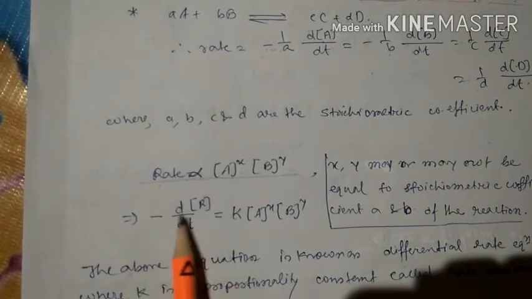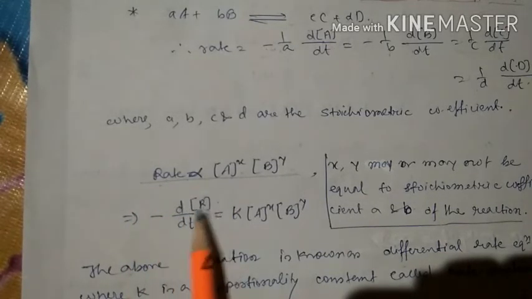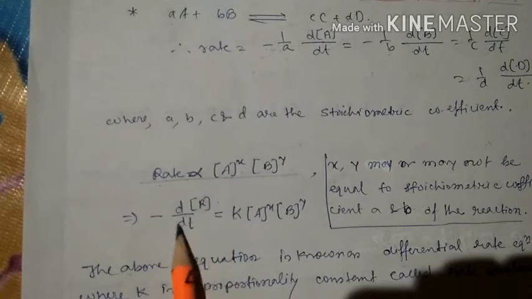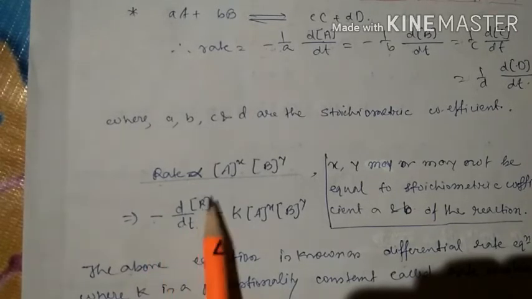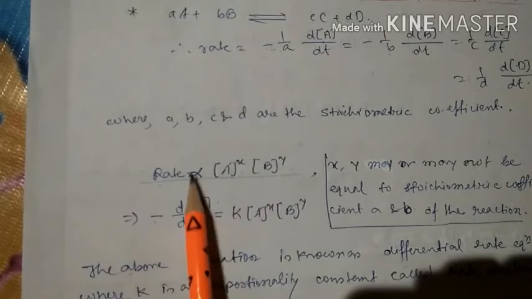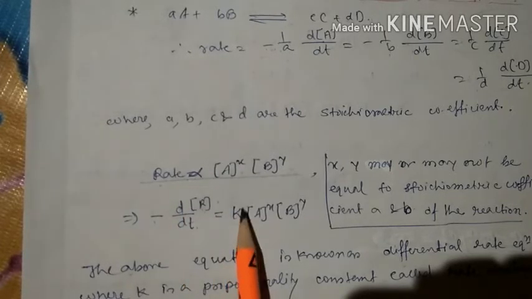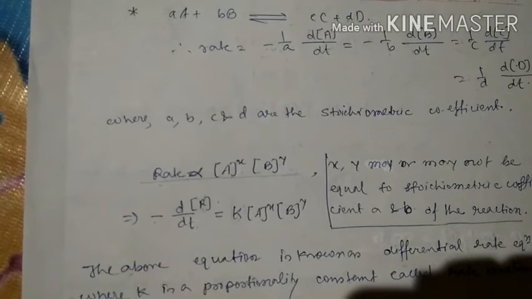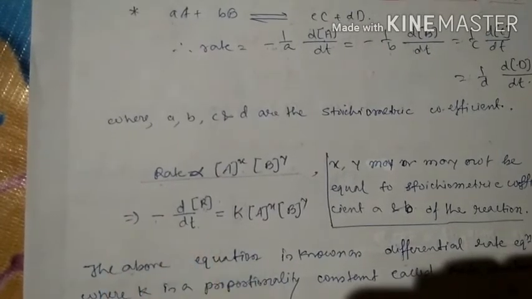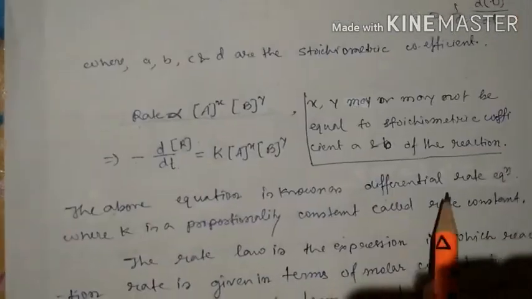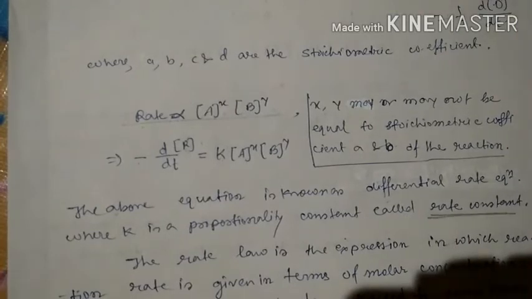Okay. Now rate is what? Rate is the change in concentration of reactant divided by change in time. Since it is a reactant, that's why there is a minus, and if we remove this proportionality, we have to apply a constant K. K is known as the proportionality constant, called the rate constant.